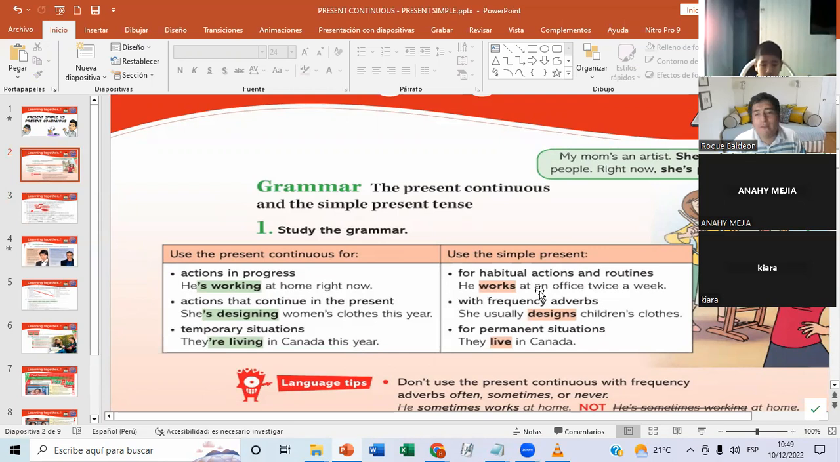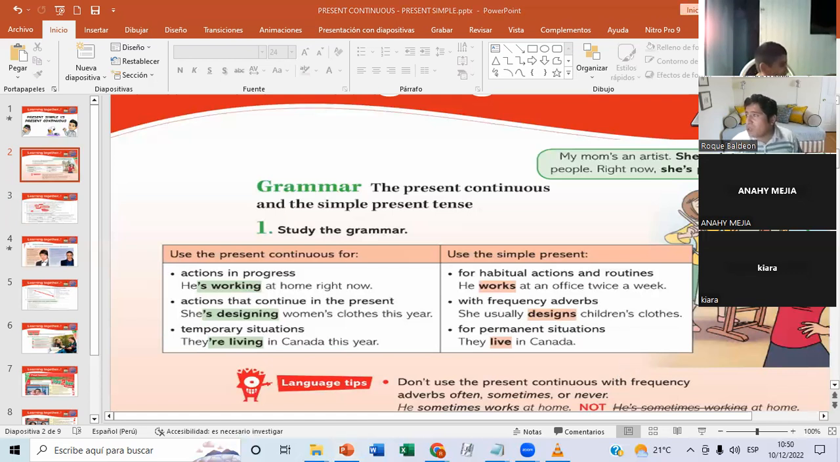El simple present se va a usar por routines, ¿no? Routines. Frequency adverbs. Esto ya lo conocemos, ¿no? Usually, sometimes, never, always. Good, awesome. But the other ones for permanent situations. Situaciones permanentes, como en este caso, they live in Canada, they live in Colombia, something like that. We live in Peru, vivimos en Perú, ¿verdad? Pero imagínate que Matías se va a los Estados Unidos, sería he is living in the United States. Yes or no, Matías?